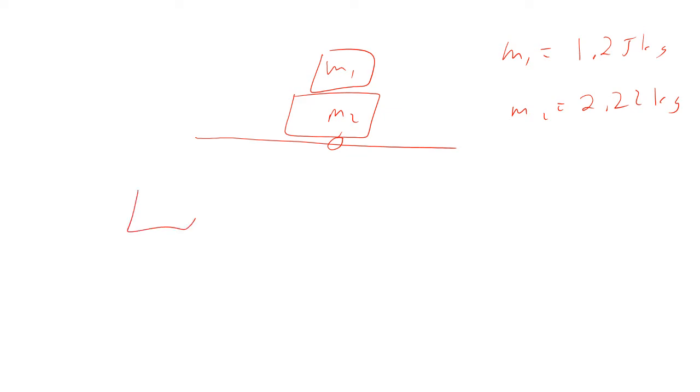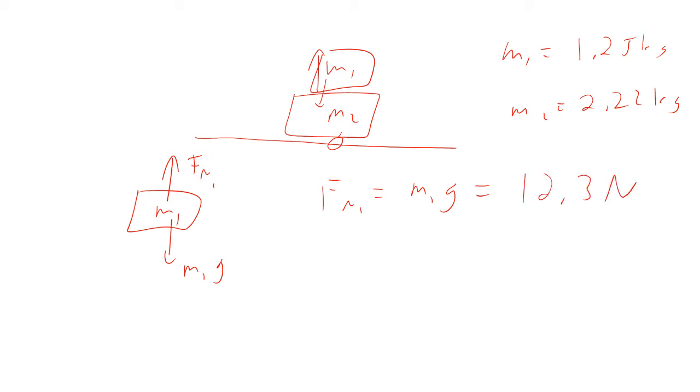Well, free body diagram, we have M1G and normal 1, because M1 is pushing down here, but there's also a force that M2 pushes up on it. And so that means that Fn1 is just going to be M1G. Okay. And so that's going to be 1.25 times 9.81. So that will be 12.3 newtons.